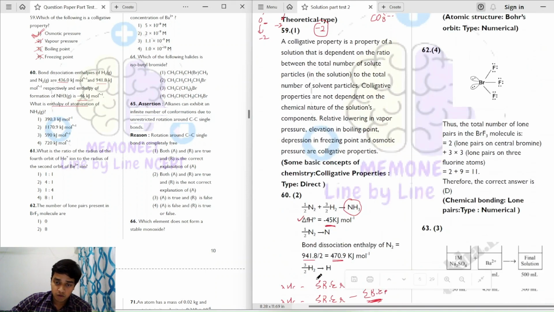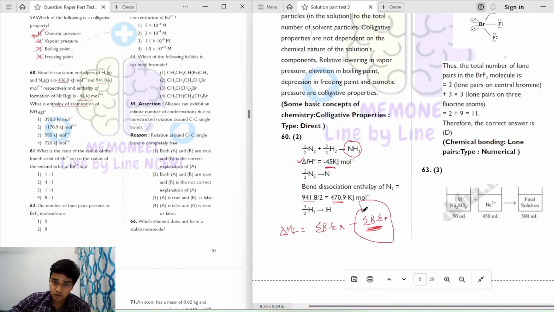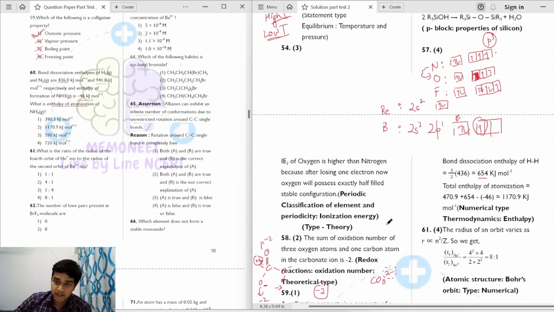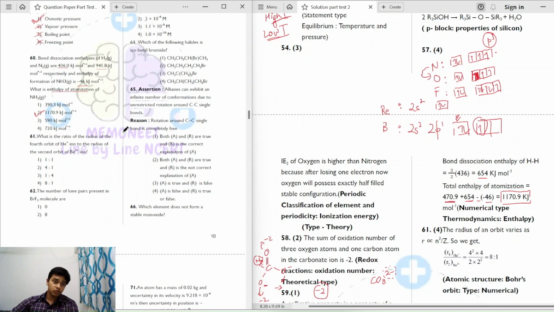And here we have to find out this term, right? So to find this term, which is the enthalpy of atomization, we'll bring the enthalpy of formation to the right hand side. So we'll get the sum of the bond energies of the reactants, which is 470.9 plus 654 for hydrogen, minus of minus 46. This is the enthalpy of formation. So we get the total enthalpy of atomization for ammonia as 1170.9 kilojoule per mole, which we can see is in option 2. So option 2 will be our correct answer. Moving on to the next question.